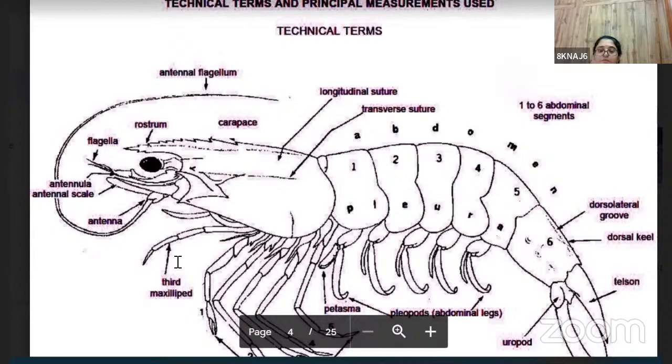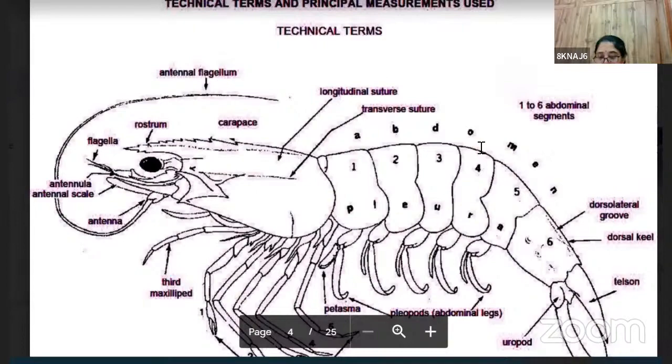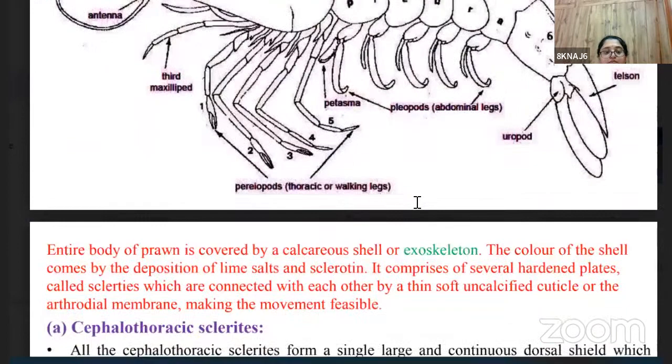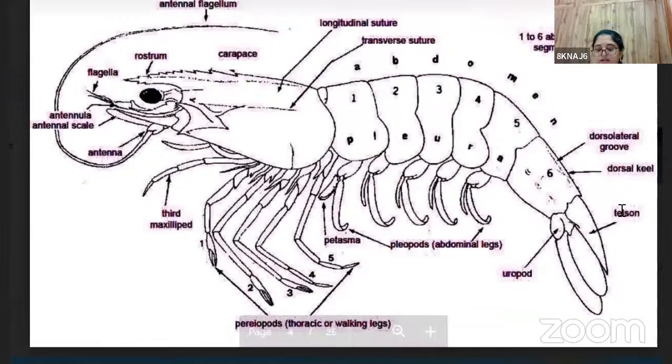When it comes to the exoskeleton, it is chitinous in nature. An arthrodial membrane joins the appendages. The dorsal plate and the carapace are completely fused, forming a dorsal shield.